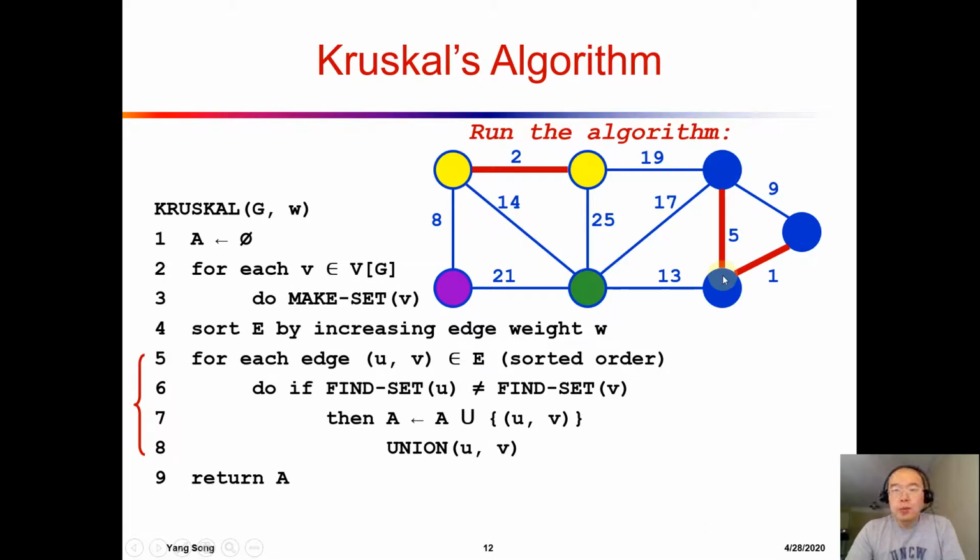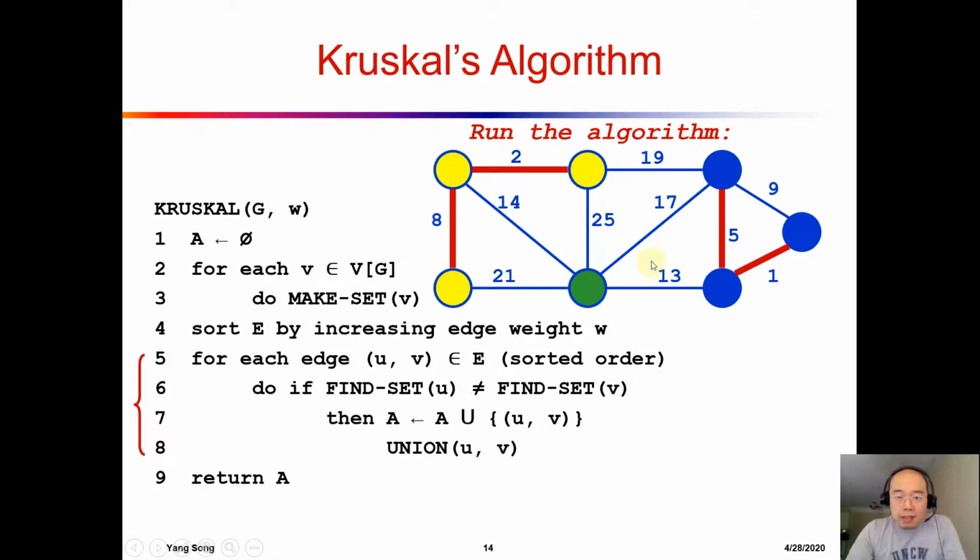So I'm going to do the same thing. Those two, I'm going to color into blue color again, and then 5 will be taken to the minimum spanning tree. And what's the next one? The next one is 8. For the 8, those two nodes belong to different sets. So I'm going to do a union, and this 8 will be part of the minimum spanning tree.